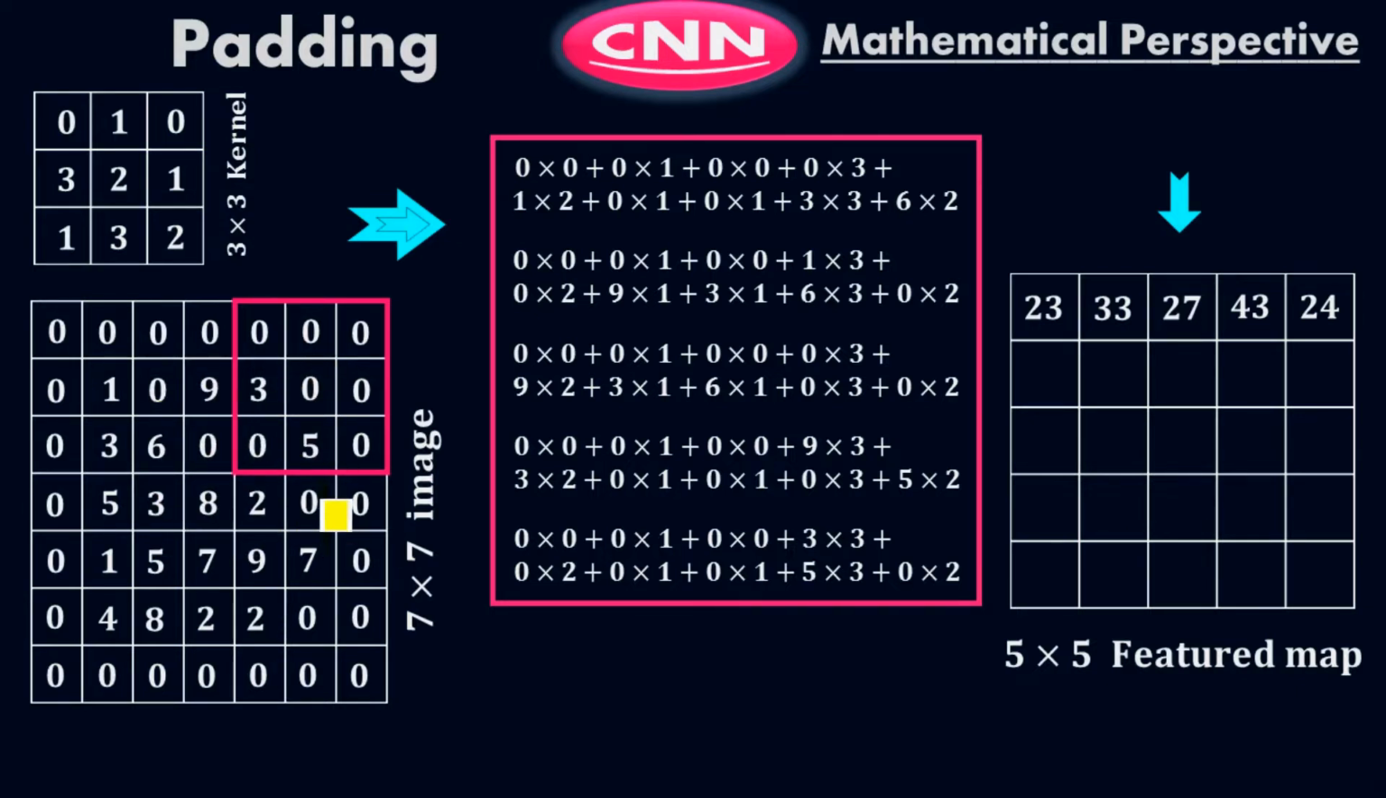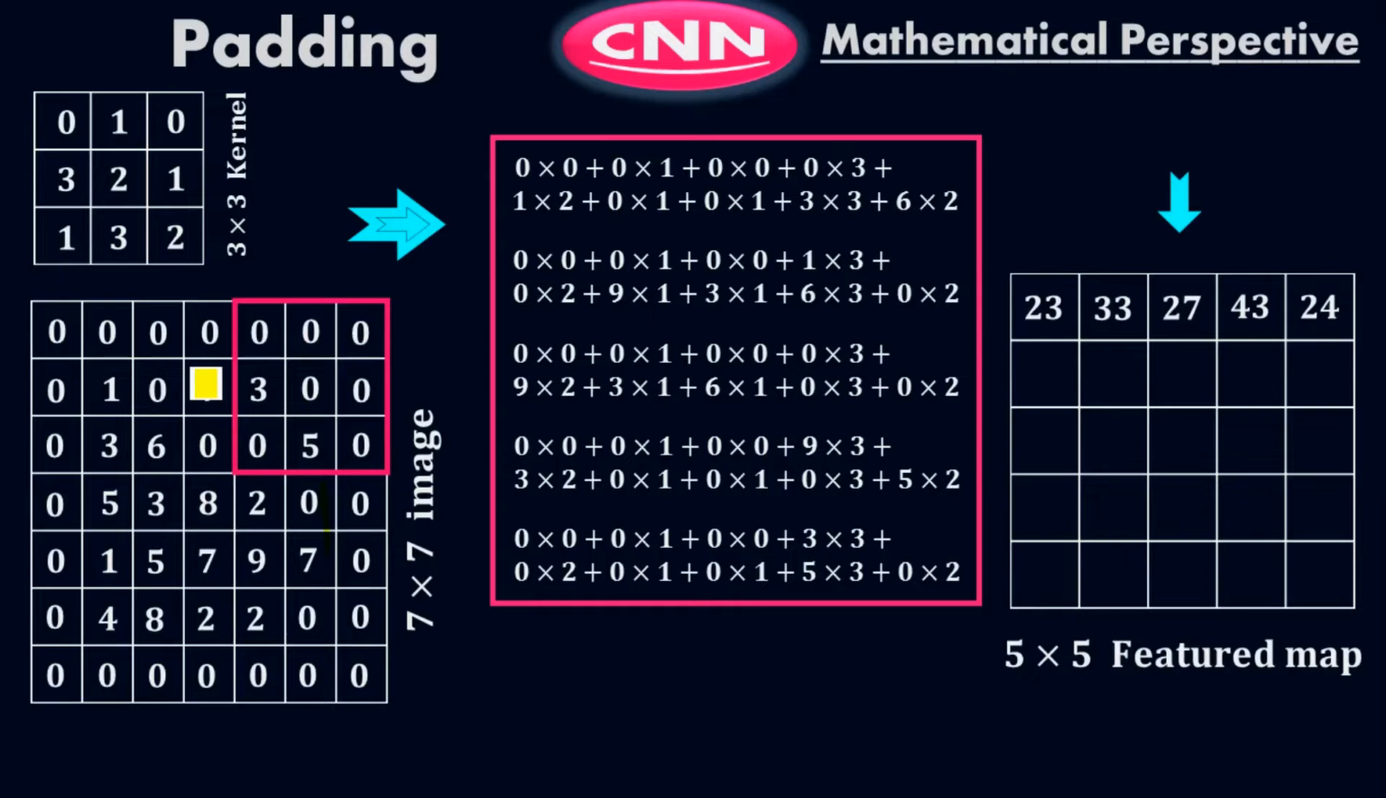So the border values will be covered once. And then similarly, when you go down, the border row will be covered 1 time. So when you cover the border value 1 time, and the rest multiple times, it means that you are missing some information. You are missing some information here in the original image.